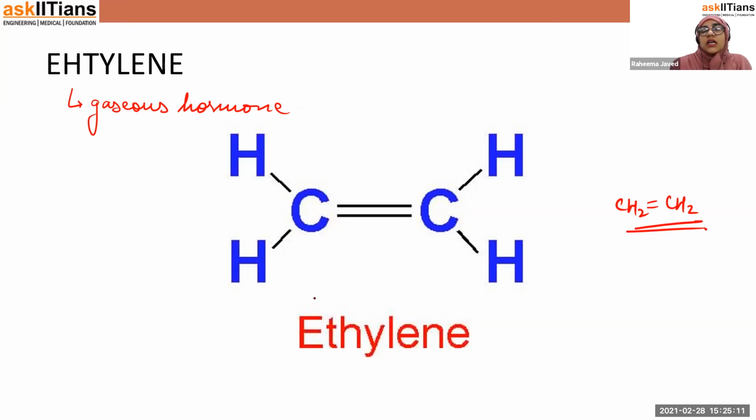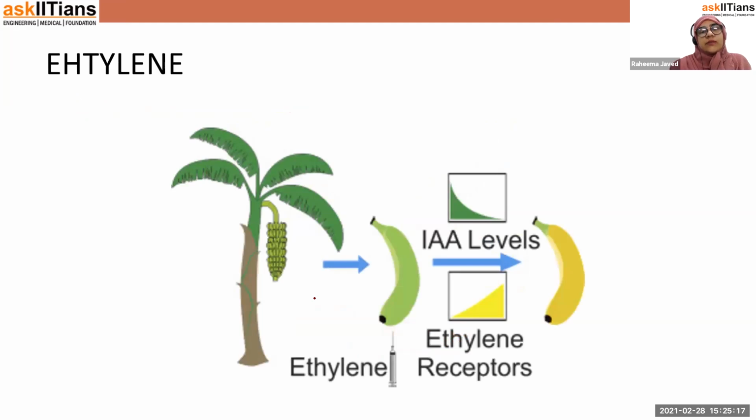The most important function of ethylene is in fruit ripening. It helps in ripening of the fruit. So if there is a raw fruit and ethylene is supplied to it, the indole acetic acid levels will increase, which will cause the ripening of the fruit by activating the ethylene receptors.